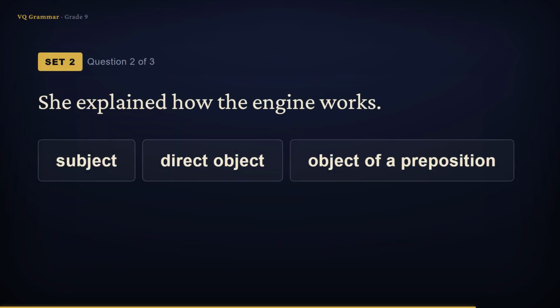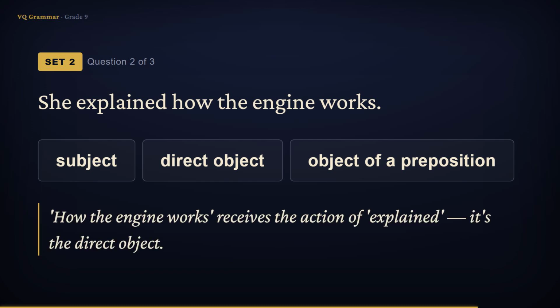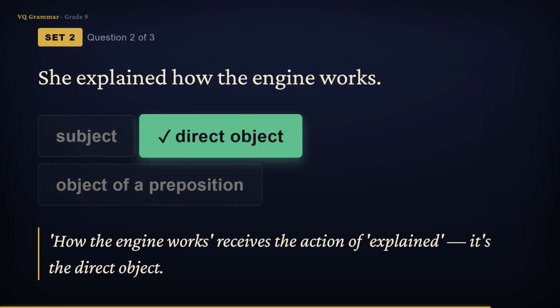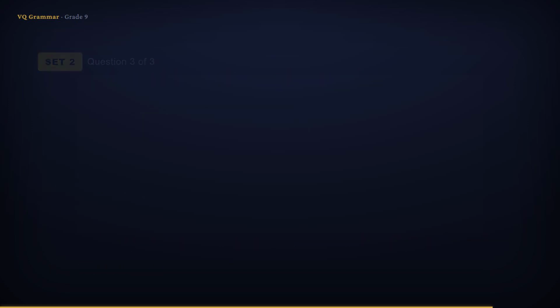She explained how the engine works. Start with the main part, she explained. Then ask, explained what? The clause how the engine works answers that, receiving the action of the verb. So this noun clause is the direct object.